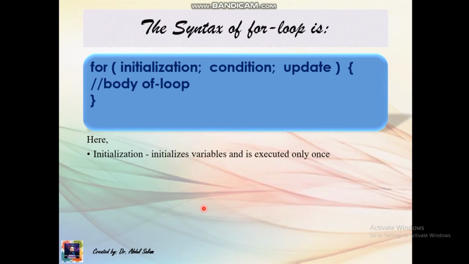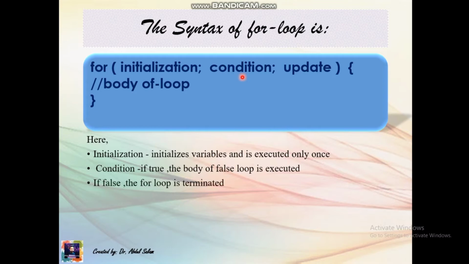Next, initialization: it initializes variables and is executed only once. The next one is the condition. If the condition is true, the body of the for loop is executed. If false, the for loop is terminated. The for loop will initialize, then check the condition. If your condition becomes true, the for loop body will be executed. If the condition becomes false, the for loop will be terminated.